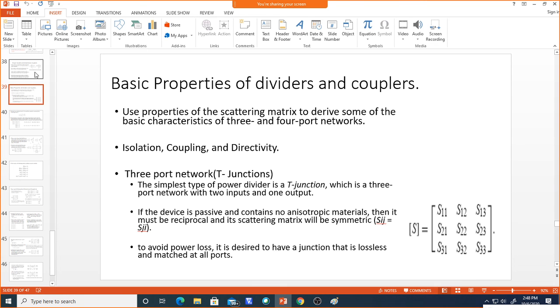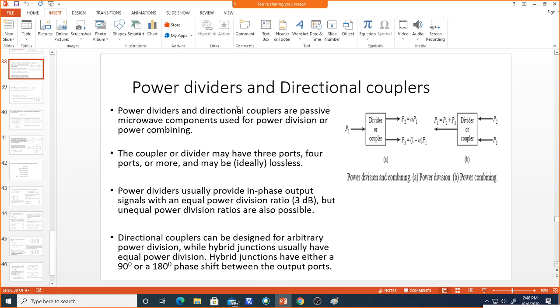We will see the basic properties as well as the types of directional couplers, how we can divide the power equally, and also how to do it using other types of resistive networks, in the next class.